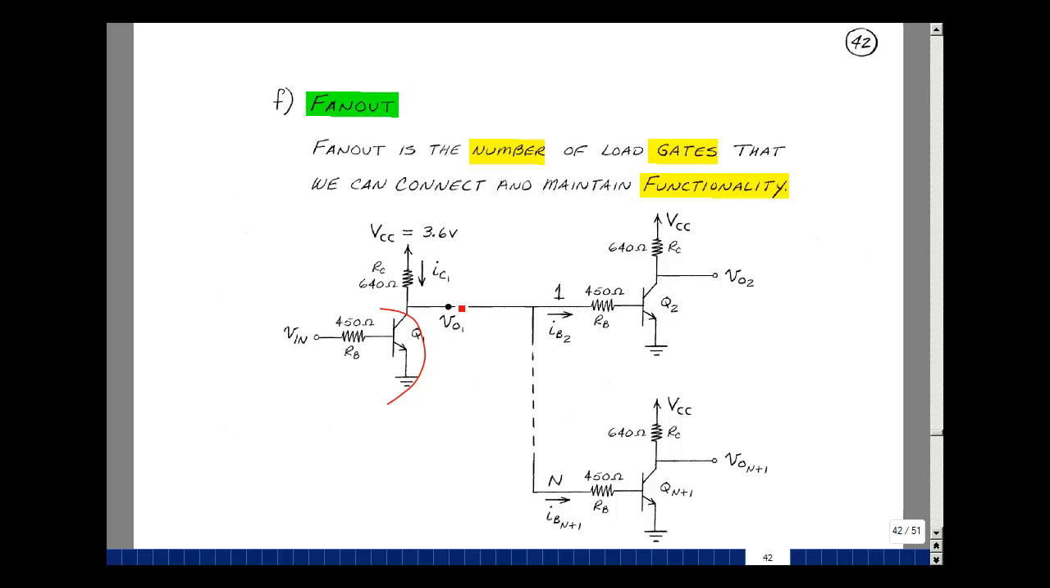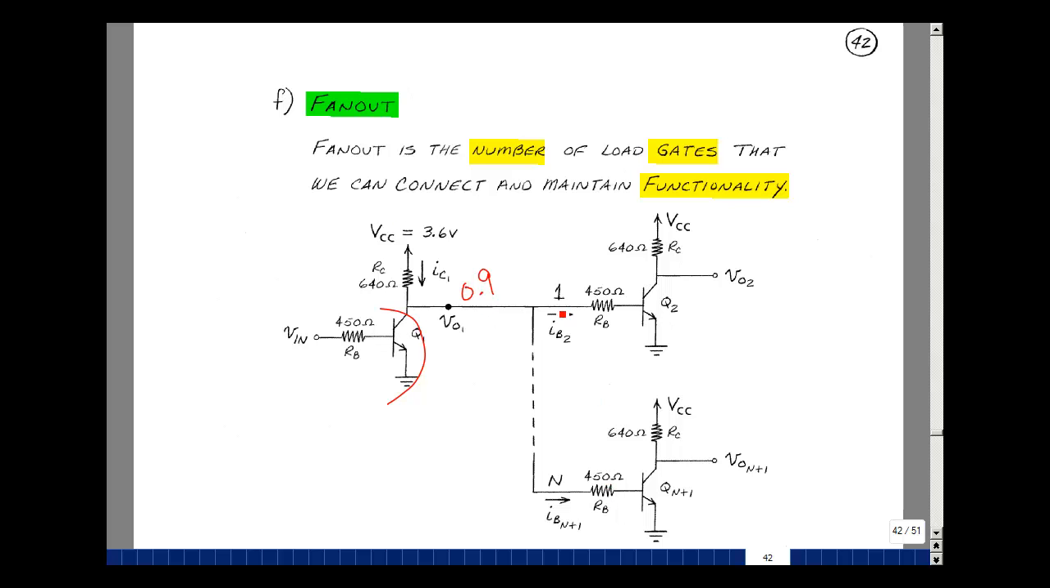This voltage here, with nothing hooked up, is 3.6 volts. But now as you begin to draw current, this voltage begins to drop, and the smallest that this can be is 0.9 before we lose functionality. Let's figure out how many gates we could hook up if this could drop to 0.9 volts.